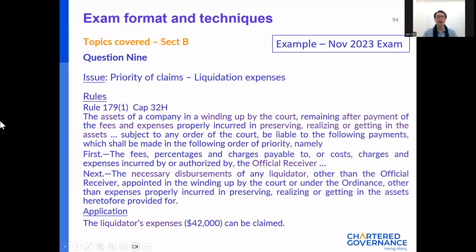Okay, so what about the liquidation expenses? Under section 179(1), assets of a company winding up by the court remaining after payment of fees and expenses in preserving, realizing, or getting in the assets, and then subject to any order of the court, will be liable to the following payments, which shall be made in the following order of priority. First of all, the official receiver will be paid, then the necessary disbursements of any liquidator. So therefore, the liquidator's expense, as you can see, will have quite a high priority, comparatively speaking. So most likely the 42,000 can be claimed.